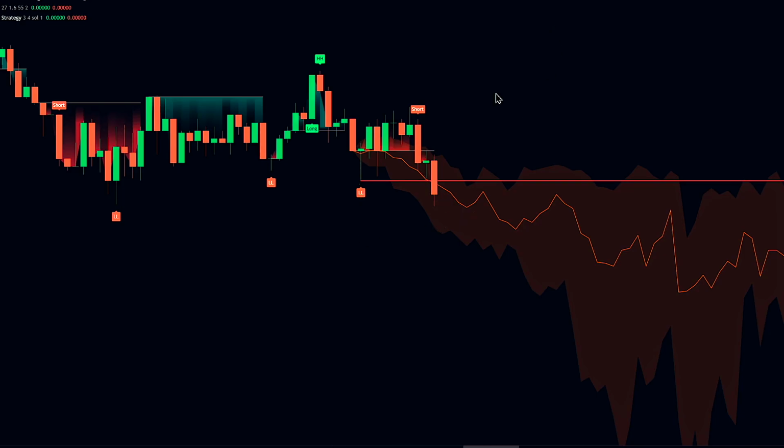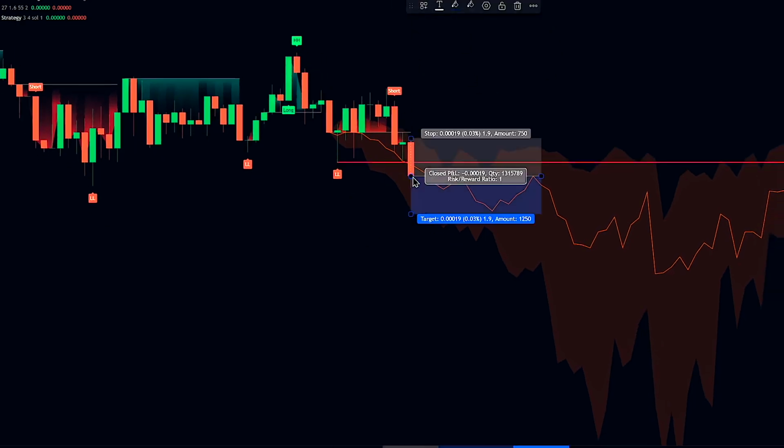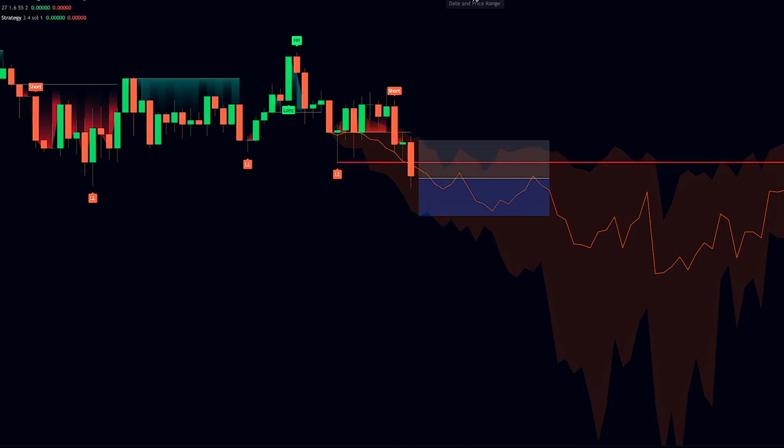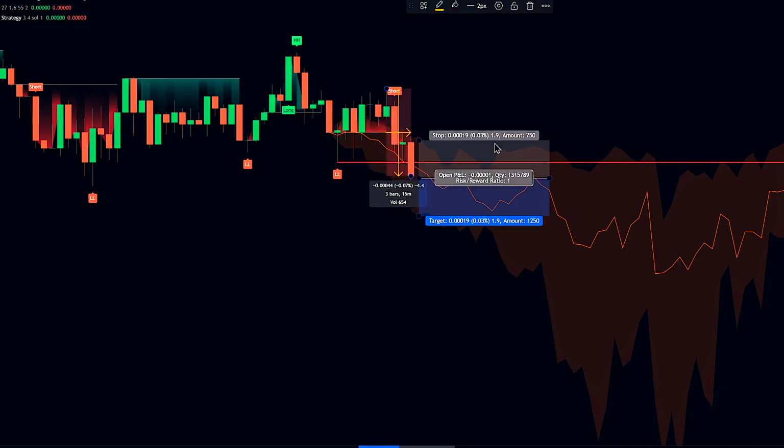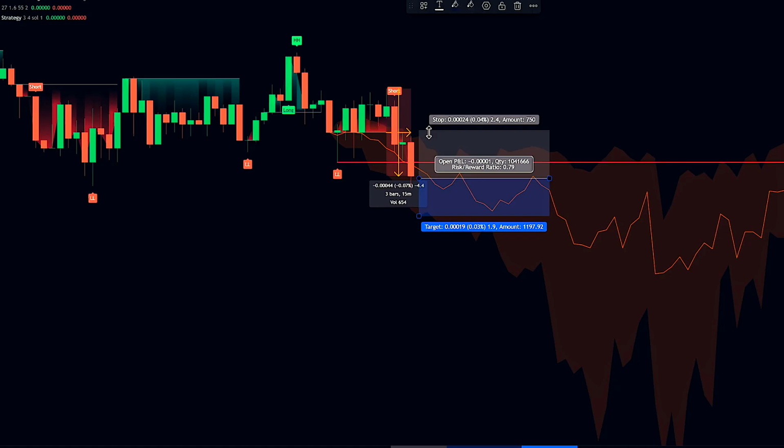For the final setup, set your short position here. Again, grab the date and price range tool. Draw from the most recent swing high to the close of the entry candle, and place your stop loss at the midpoint. Set your take profit at 1.5 times the risk.